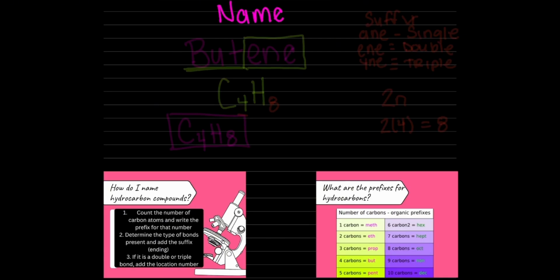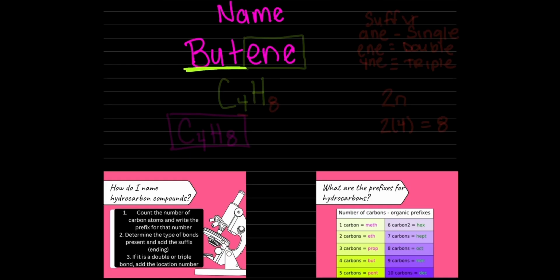So if they give you the name, so I'm going to write name. Let's use, for instance, butene. So they gave us the name, and when they give us the name, that means they want us to write the formula. The first thing we want to look at is the prefix. In this instance, we kind of want to work backwards. They told us to identify the number of carbons at the bottom, but when it's the name, they want us to look at the prefix first.